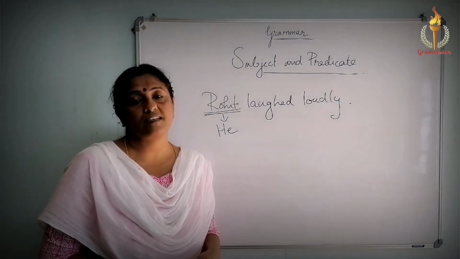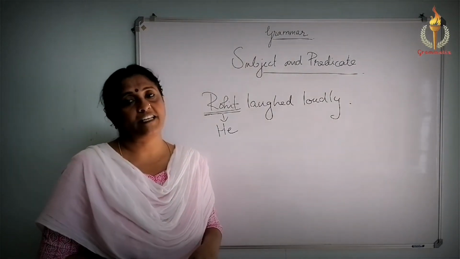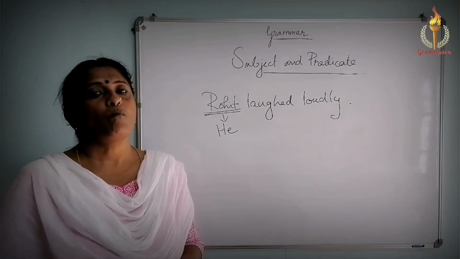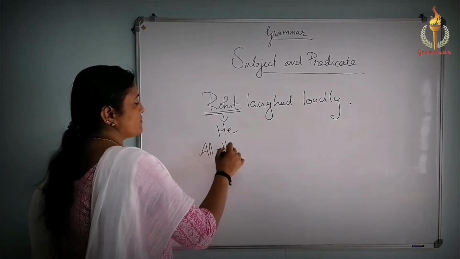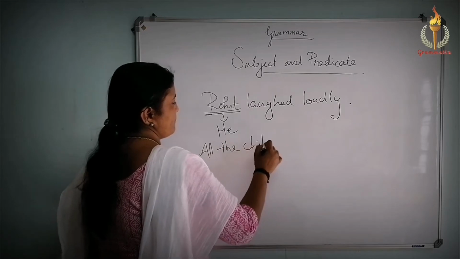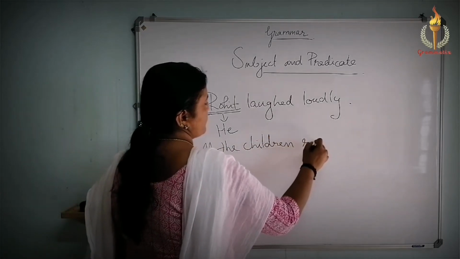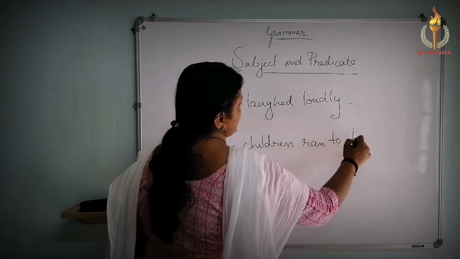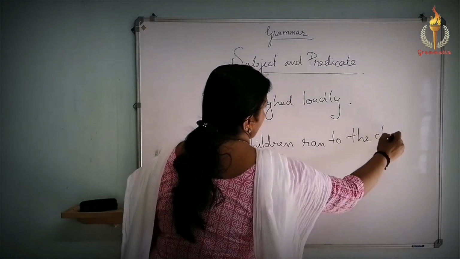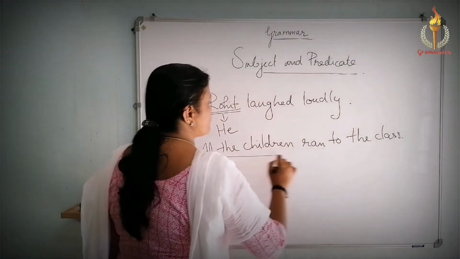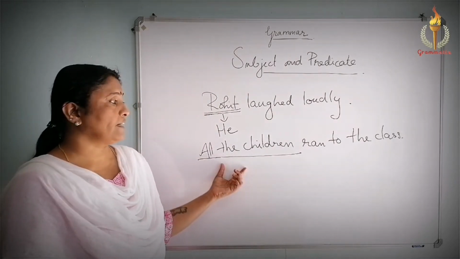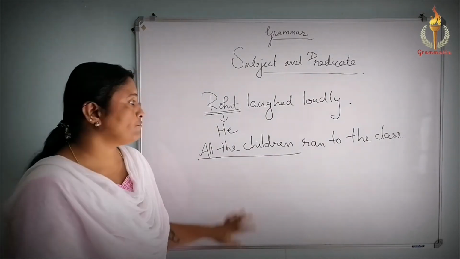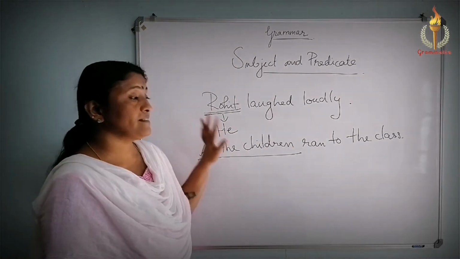Secondly, a subject can be a phrase containing a noun, an article or a modifier. For example, all the children ran to the class. All the children. Here it is a phrase containing a noun and a modifier. So this is the second model.